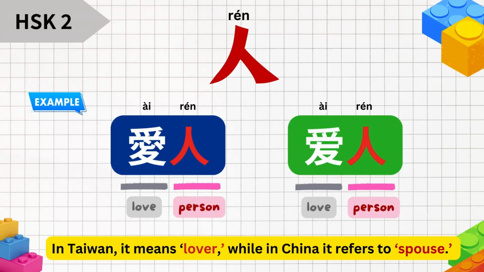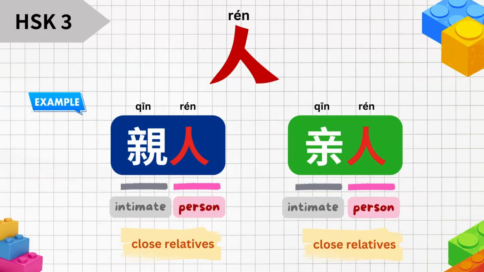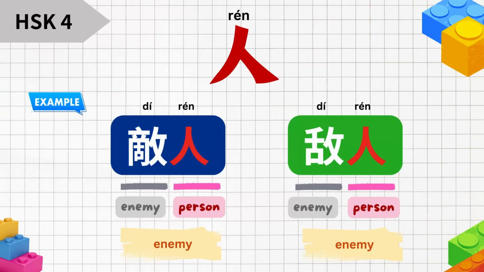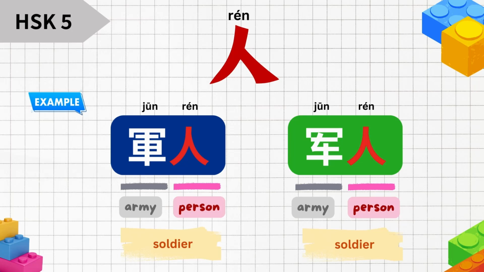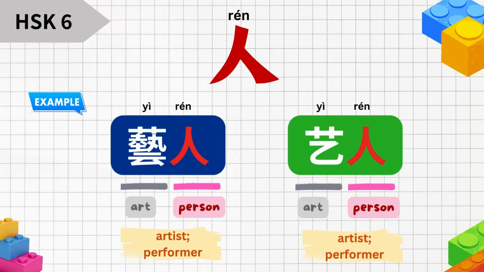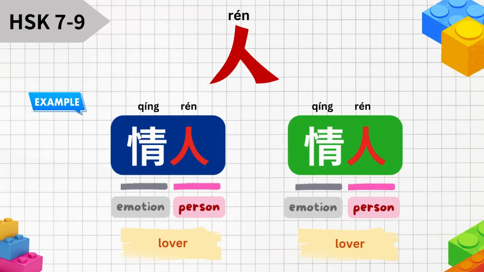More examples like 爱人, 亲人, 敌人, 军人, 艺人, 情人.